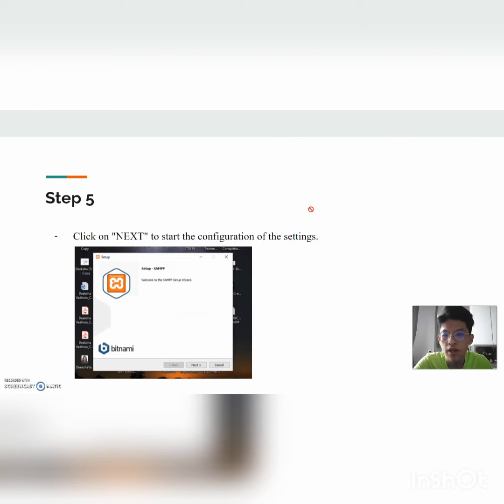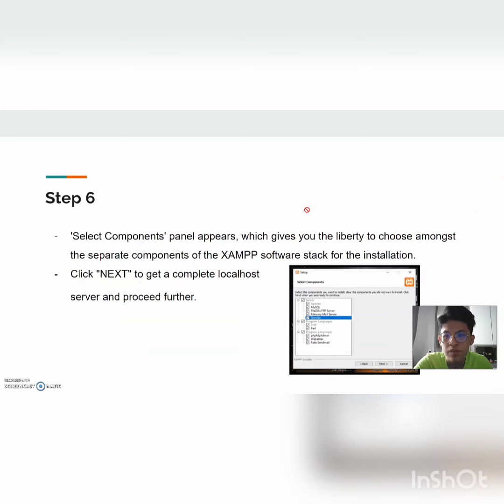For step 5, we need to click on Next to start the configuration of the settings. Step 6, the Select Components panel appears, which gives you the liberty to choose among the separate components of the XAMPP software stack for the installation. And then we click Next to get a complete localhost server and proceed further. It is shown in the diagram that we provided.